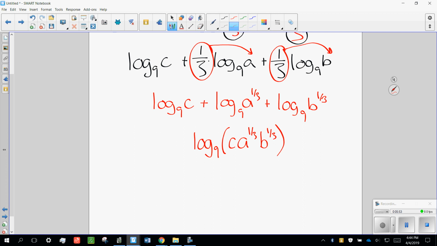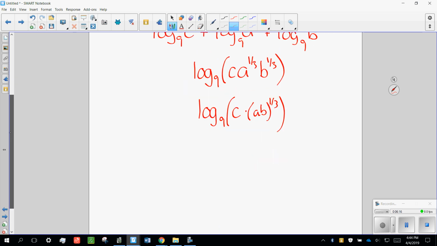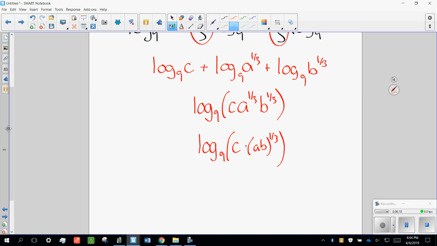And then log base 9 of c times ab to the 1/3. Okay? And a lot of these are little middle steps that you don't really have to write if you know what you're doing. I'm just trying to show why I'm going to put these together.